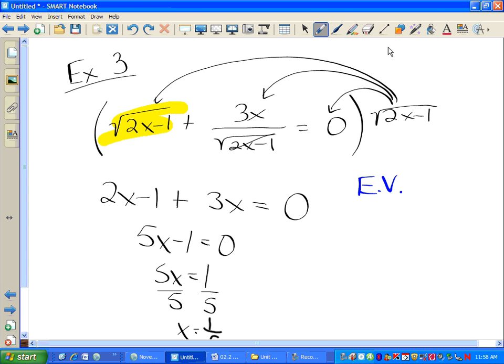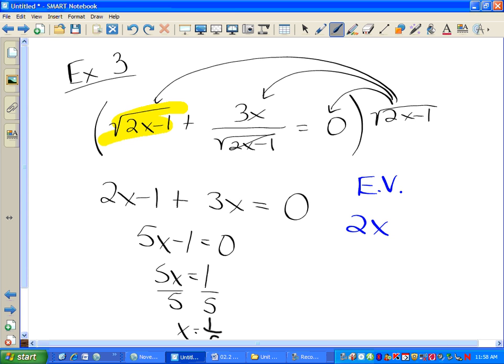It needs to stay positive. So if the junk under here were negative, or the argument, the real word for the junk is argument. If the argument here were negative, then I would be taking the square root of a negative, which is imaginary, and that doesn't get me a real solution. I'm looking for the real solutions.